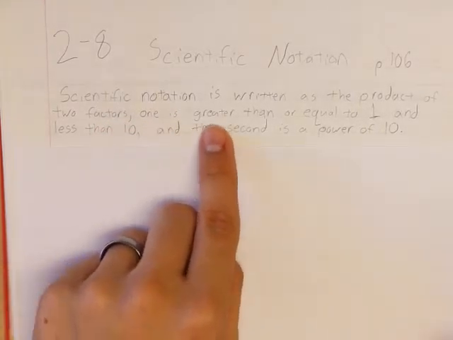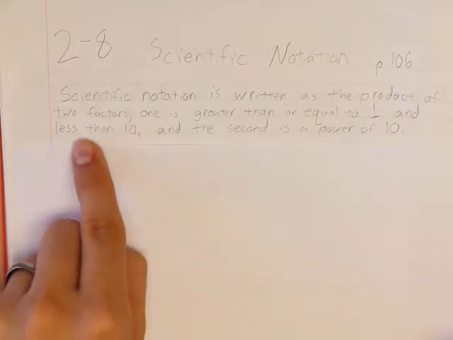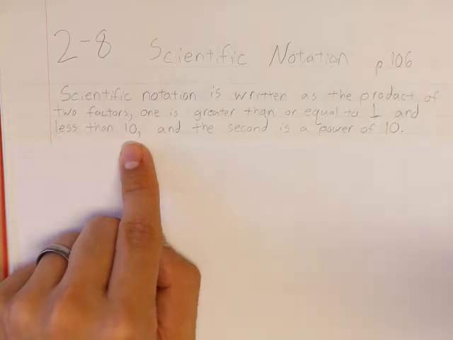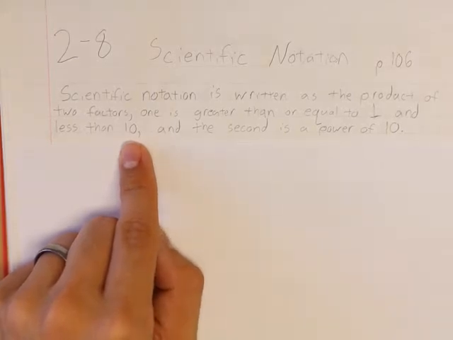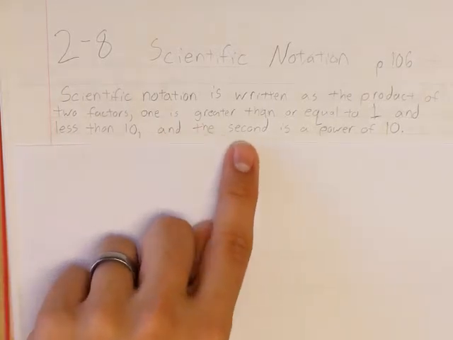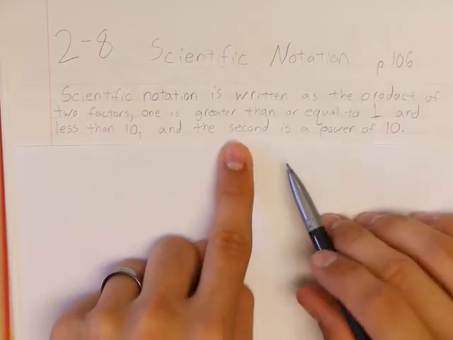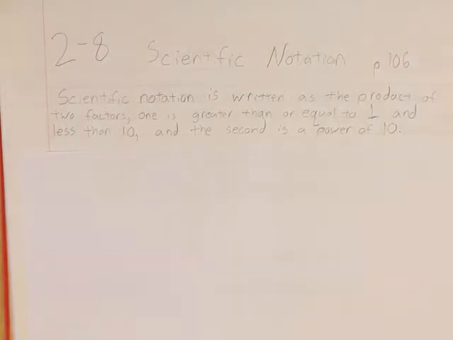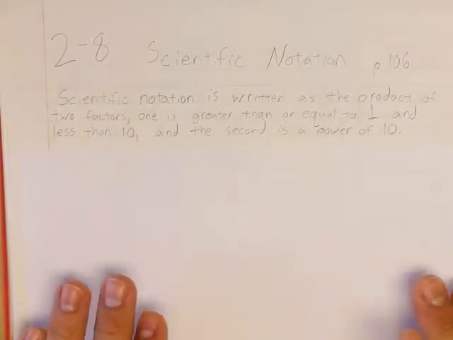One of the factors is greater than or equal to 1 and less than 10, meaning that it could be 1, it could be 2, it could be 7.8753, it could be 9.9999, but it can't be 10. It could be 1, but it can't be less than 1, and it can't be 10 or greater than 10, okay? The second factor, the first factor is this, the second is a power of 10. You're thinking, a power of 10, what? Powers? What are we talking about? Superheroes? No. A power of 10 is that whole exponent thing. I think you'll understand once I show you an example.